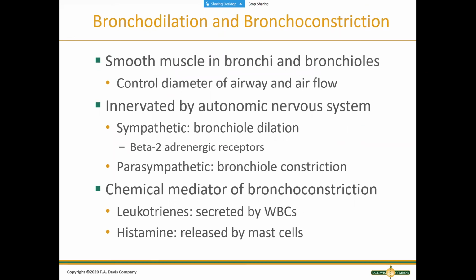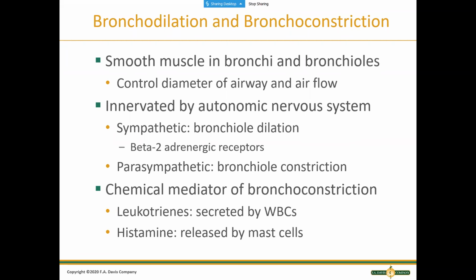The bronchodilation and bronchoconstriction is an important concept. The lining of your airways, your bronchioles especially, are lined with smooth muscles. Smooth muscles allow those to dilate to let more air in, or constrict as needed. Very similar to your blood vessels. Your blood vessels also dilate and constrict as needed.